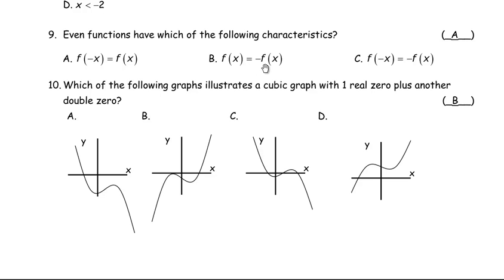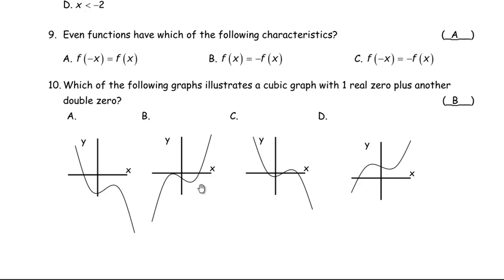B is actually neither even nor odd. That's just one I made up for another answer. C, this is actually the odd function definition. f of negative x equals the negative of f of x. So if you take the function values of two opposites, like 2 and negative 2, they'll be opposite in sign.